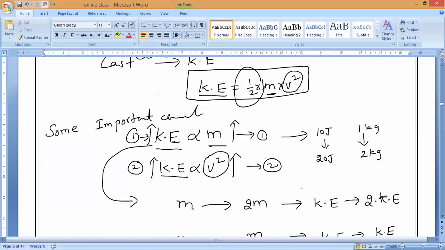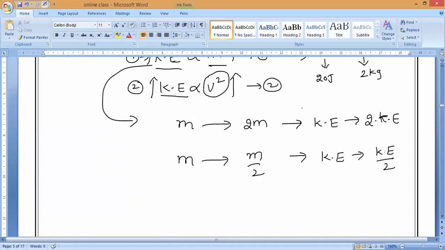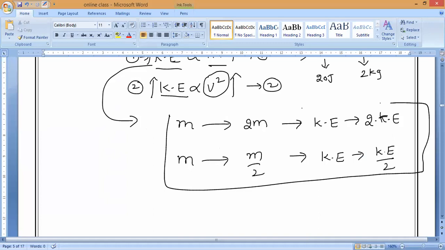So kinetic energy is equal to half mv square. Kinetic energy is directly proportional to mass. If mass increases, kinetic energy increases. If mass decreases, kinetic energy decreases. That is the first conclusion which we can make. Is it okay, guys? Is that clear, Manish?